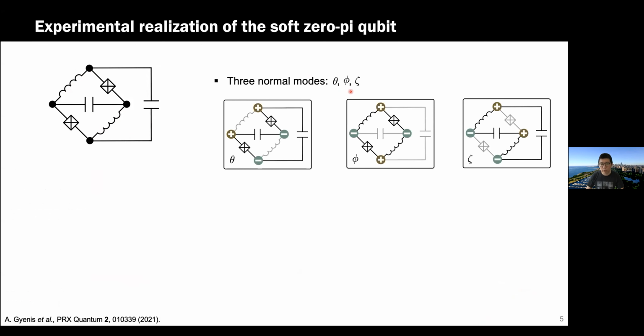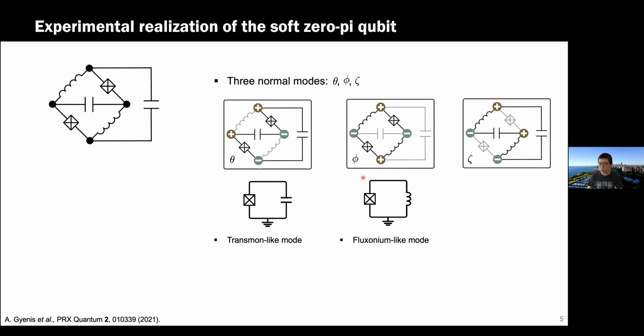So graphically, we can represent those normal modes by assigning voltage drop to different circuit elements. So for example, in the theta mode, you see only the junction and a capacitor are active. So this actually resembles a transmon. So we call it a transmon-like mode. And for the phi mode, the inductor and junction are involved. So this resembles a fluxonium. And finally, for the zeta mode, there's only voltage drop across the linear inductor and capacitor. So this is simply an LC oscillator, and we call that a cavity-like mode.